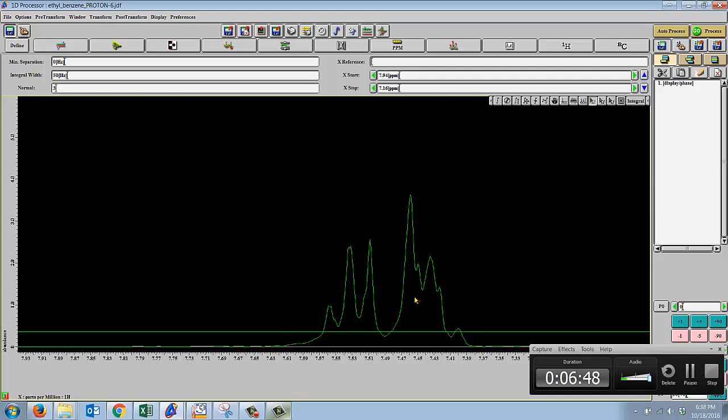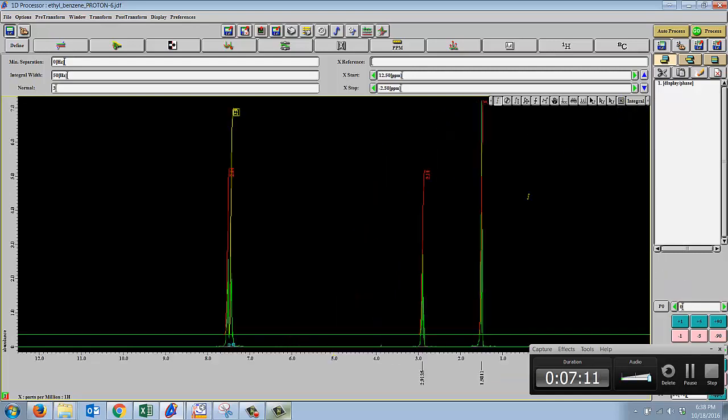So I'm going to integrate, and when you integrate, you click and hold and drag all the way across the peak. And I'm going to do this for the second peak. Click, hold and drag all the way across. So this is about 3, this is about 2, which makes about 5. So I do in fact have 5 protons, which makes sense.